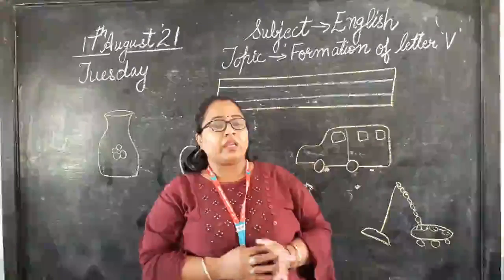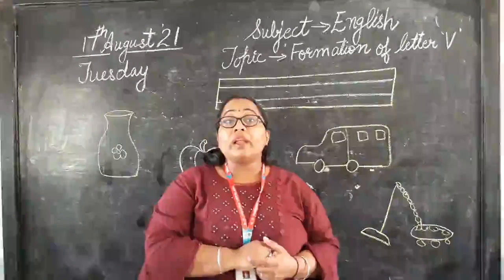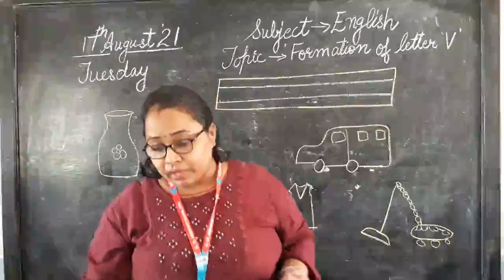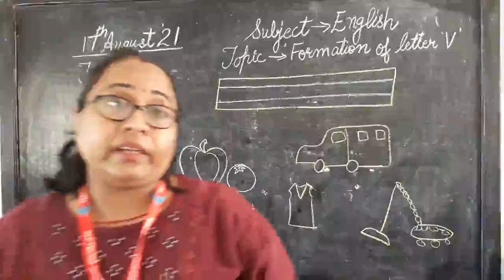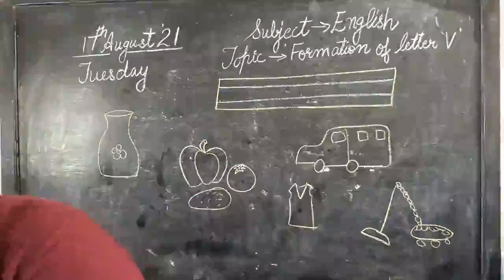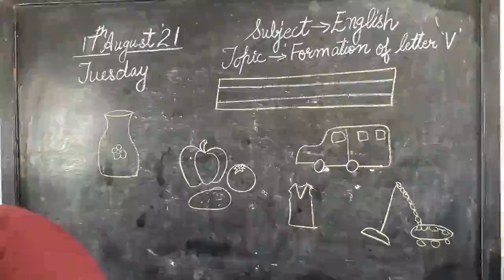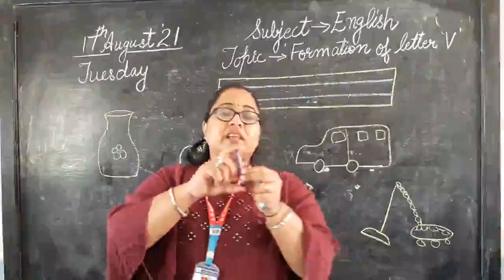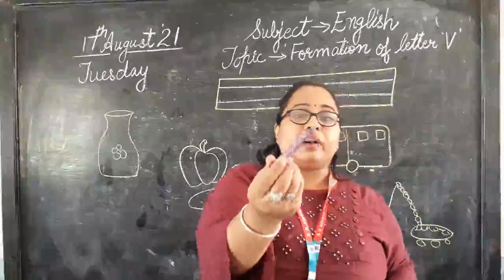What else can be with letter V? Can anyone tell me? There is a color also with letter V. Violet color. So if you ever see in your color box, I'll show you, that is a violet color. Let me just take it out once from the box. Yeah, this is it. So you will find this color, it's violet color. Okay, this is your violet color.